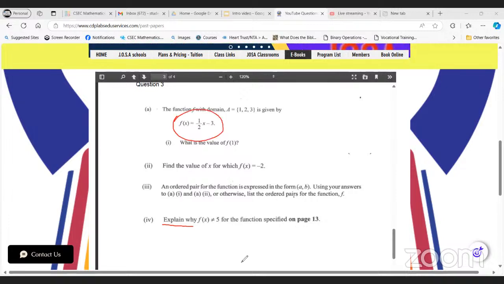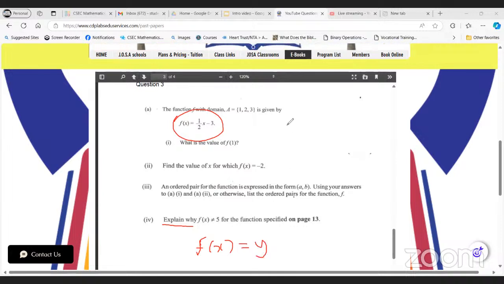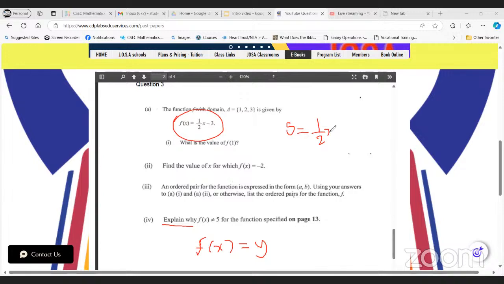Now, in order for us to give an explanation, we have to first find out what is the value of x when y is equal to 5. So, again, we can write f of x is equal to the same as y. So let's go up here for a little bit, if you don't mind. So we're going to put 5 then is equal to half x minus 3.